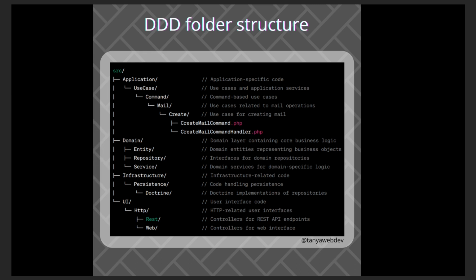Infrastructure. This folder houses infrastructure-related code that implements the technical aspects of the application, such as database access, external service integration, and so on. Persistence. Inside this subfolder, we handle persistence-related code.